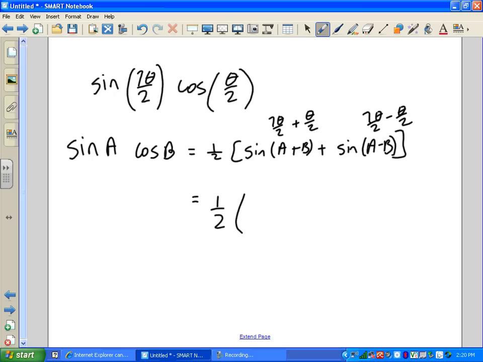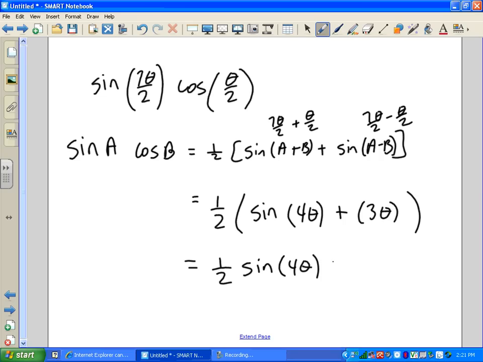So it's going to give me 1/2 times the sine of, now 7 theta over 2 plus theta over 2 would be 8 theta over 2, which is just going to be 4 theta. And my other one here, 7 theta over 2 minus theta over 2 would be 6 theta over 2, which would just be 3 theta. Okay, now I'm going to distribute my 1/2 here, so this would be 1/2 times the sine of 4 theta plus 1/2 times the sine of 3 theta. Notice you have to put your argument there in parentheses.